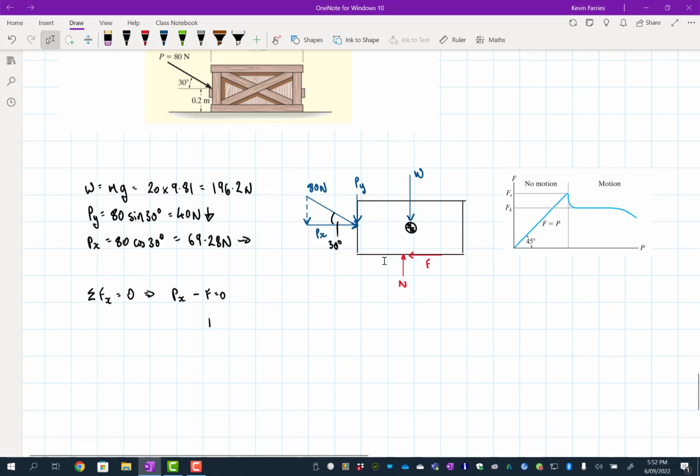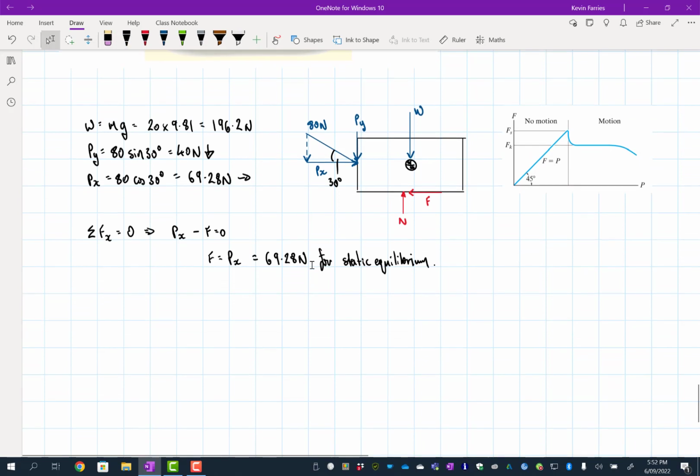So force is just equal to Px. The magnitude of this force is just equal to this. And so that must be equal to 69.28. Yep, 69.28 newtons for static equilibrium. Now, then what we can do is we can figure out what this here would be, this Fs, the limiting value of that friction for the normal force that we've got here.